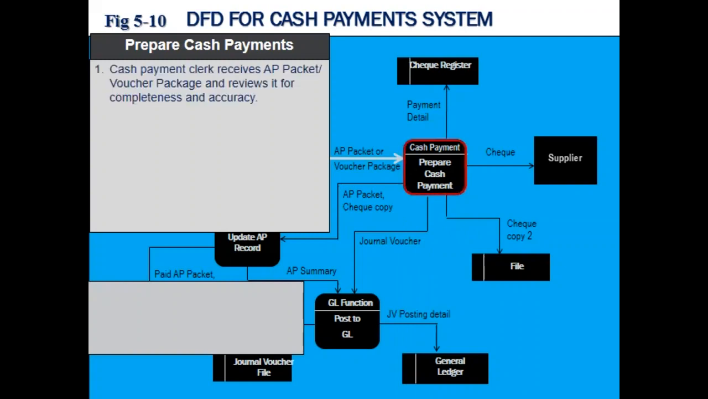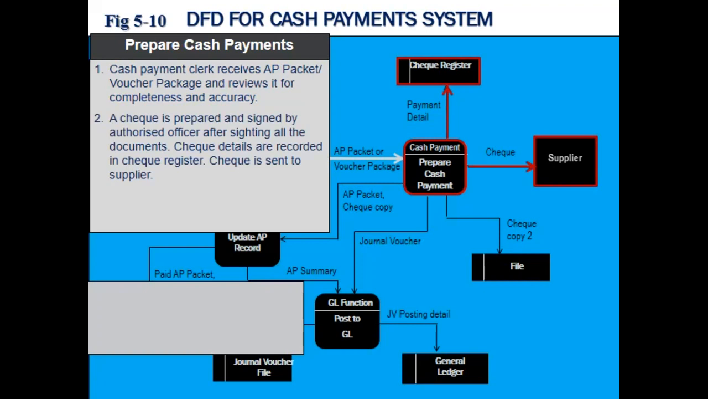The cash payments clerk receives the AP packet or voucher package and reviews the documents, and they are the invoice, the PO, and receiving report for completeness and accuracy. He then prepares a check, which is signed by an authorized officer after citing all the documents. The check details are recorded in the check register, and the signed check is sent to the supplier.